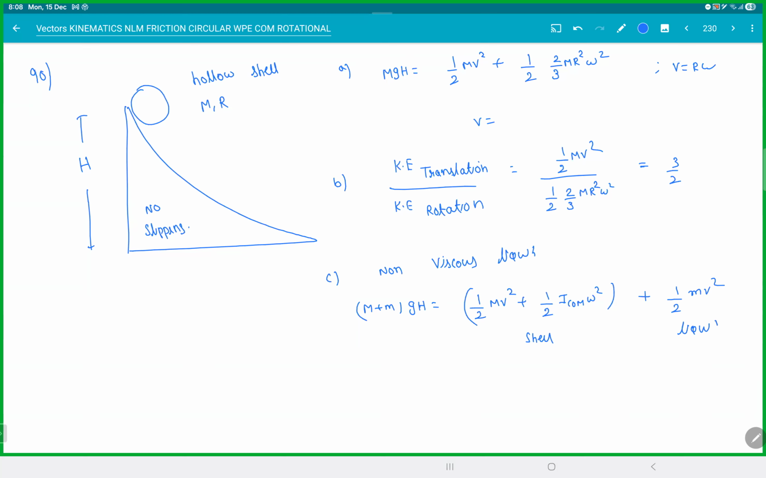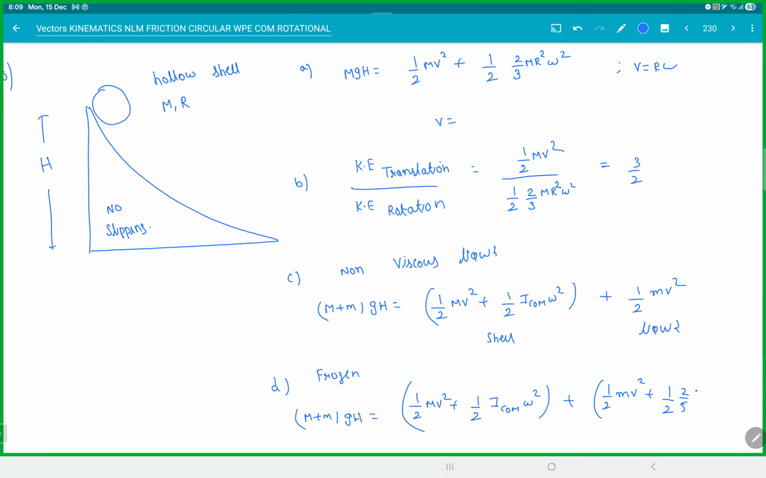There'll be only translation. When it is frozen to ice, now that ice ball also will start rotating. This will be M plus m, gh is equal to half mv square plus half 2 by 5 mr square omega square, as it's a solid sphere. Is that clear, everyone?